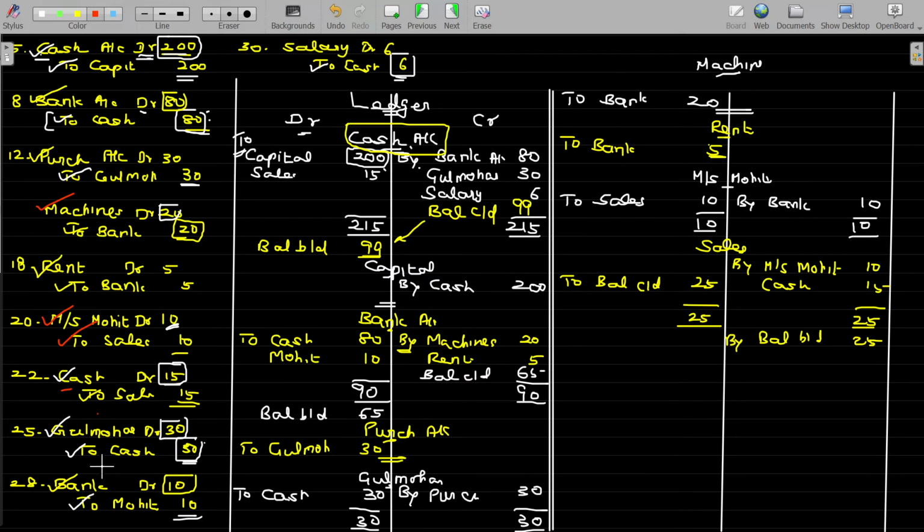Then the next one will be cash over. Everything is ticked, meaning already posted, so you don't need to worry about that. Finally, you have only salary. So I have to open the salary account here. In the salary account, to cash, the value being 6. So the ledger posting is completed.